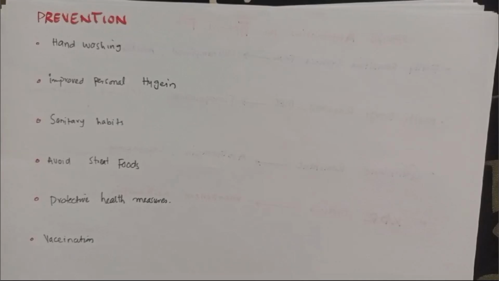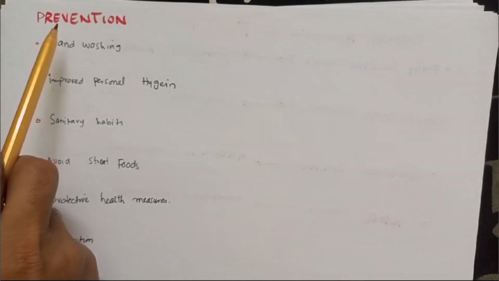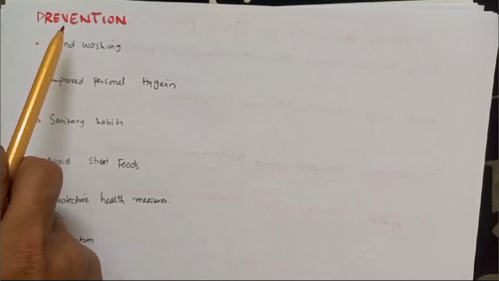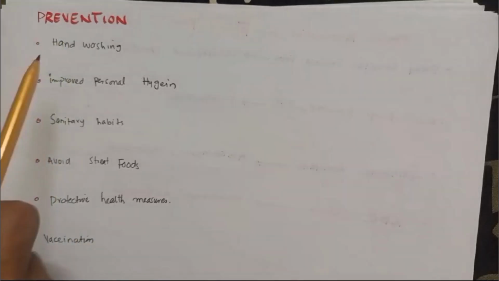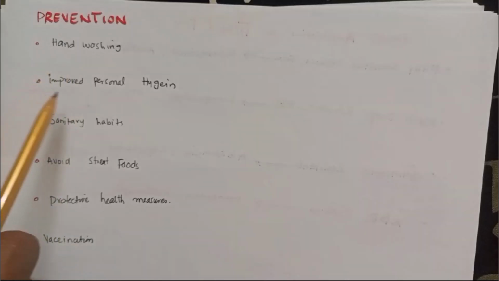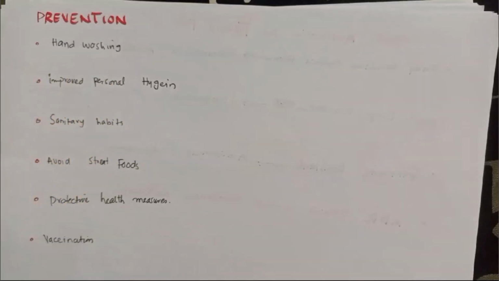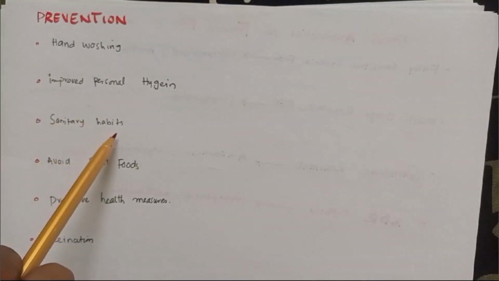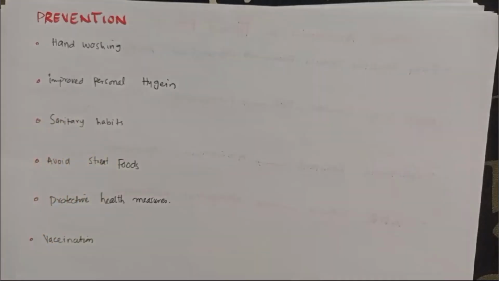Now we will discuss how to prevent human beings from the transmission of typhoid fever. It is through hand washing, improved personal hygiene, sanitary habits improvement, avoiding street foods, protective health measures, and vaccinations.